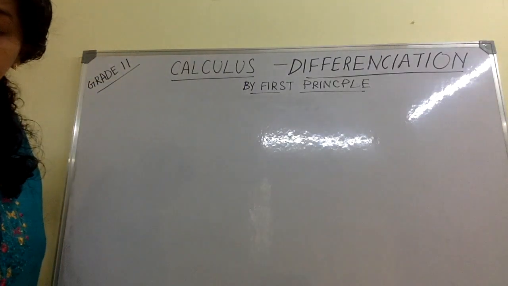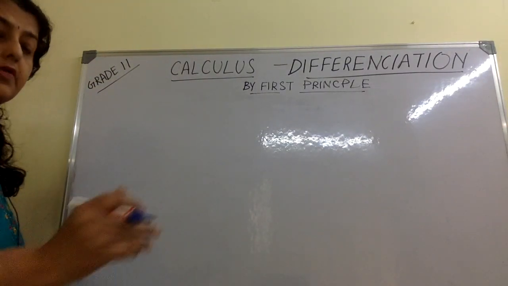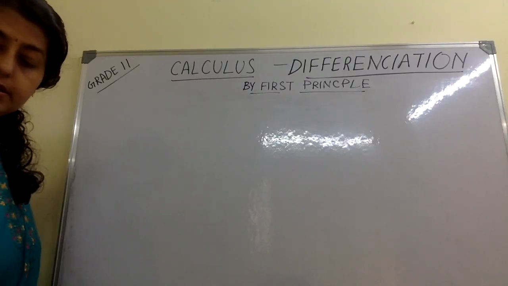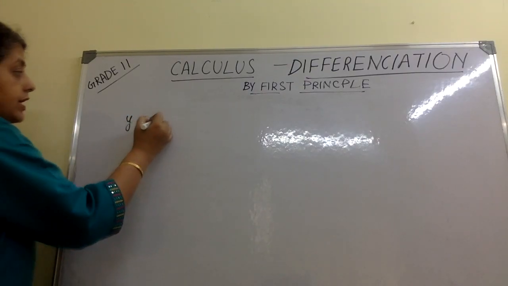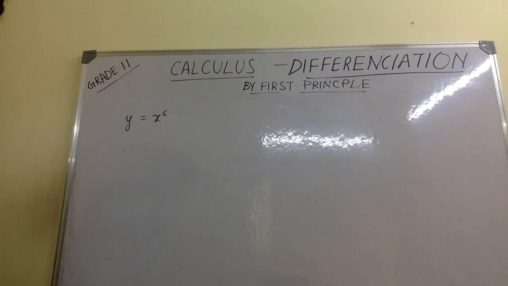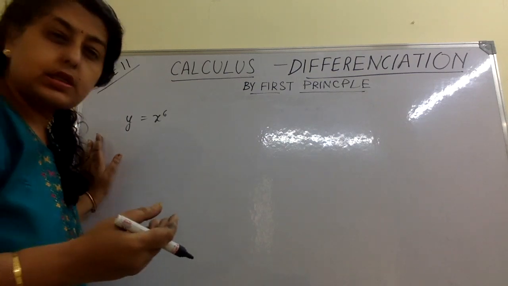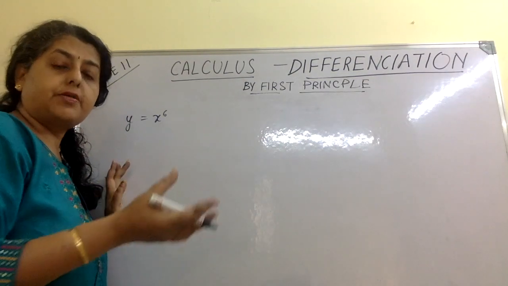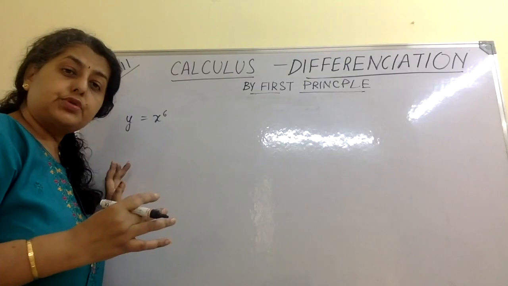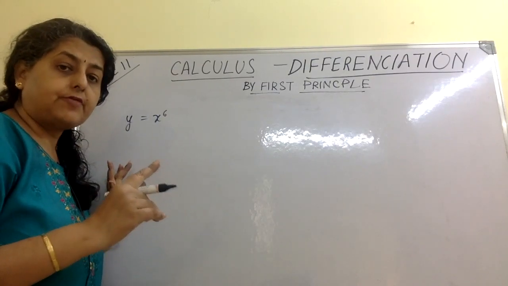So the very first question is, I've taken a very simple one, which is y is equal to x to the power 6. Now here we will see how to differentiate this. We know to differentiate it using the formula 6x to the power 5. But now we are going to do it using the first principle. Now what is that first principle?